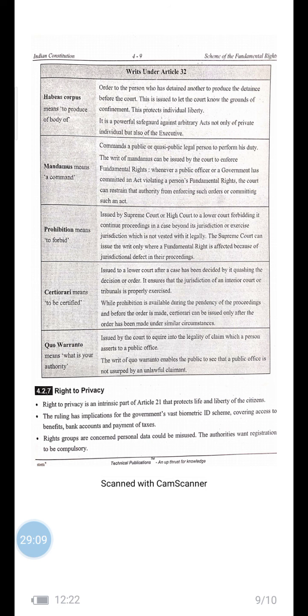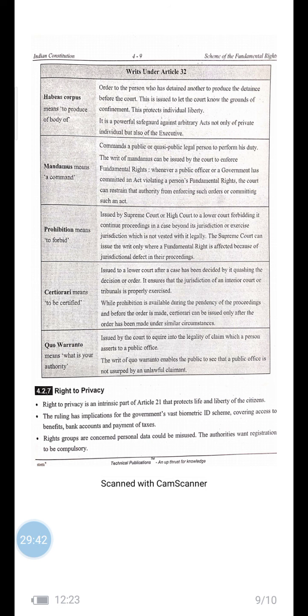Then mandamus means a command. It commands a public or quasi-public person or authority to perform their legal duty. We can consider it a quasi-contract, half legal and half moderate. Whenever a public officer or the government violates a person's fundamental rights, the court can restrain the authority from committing such acts.